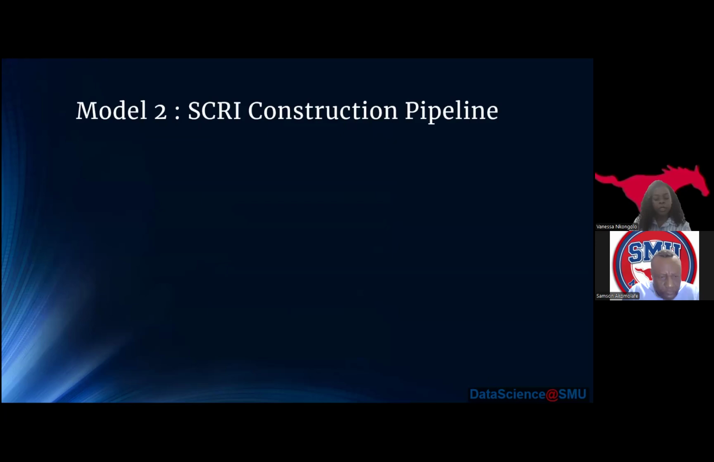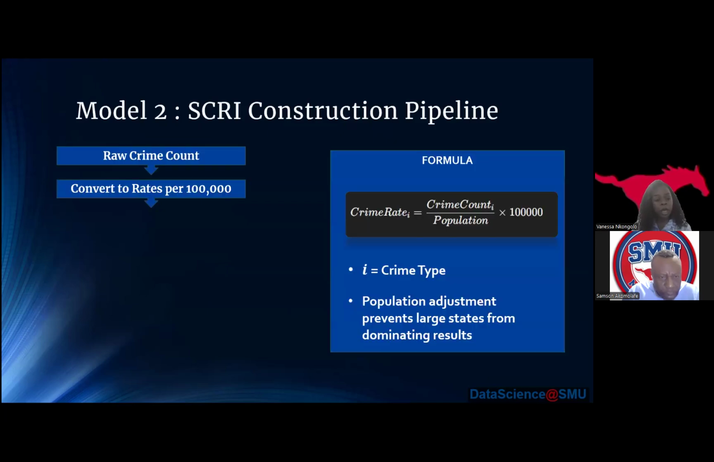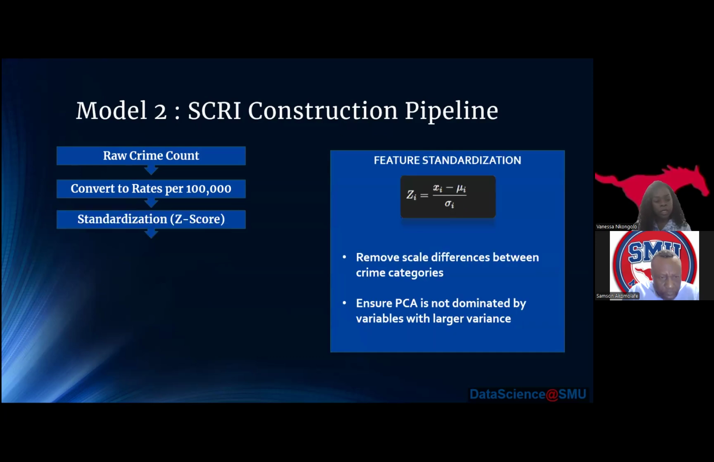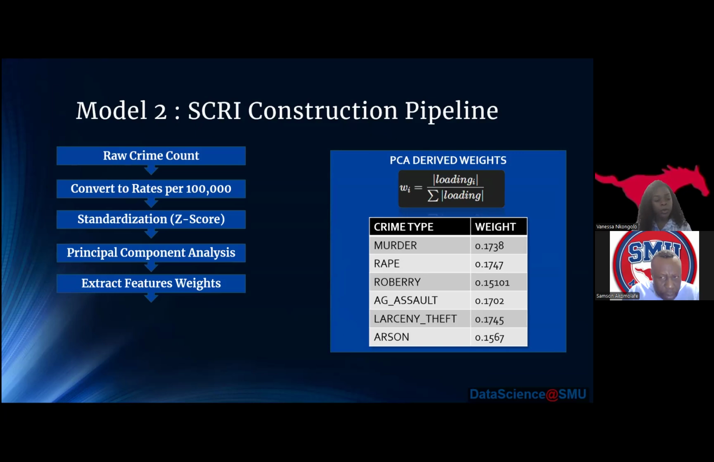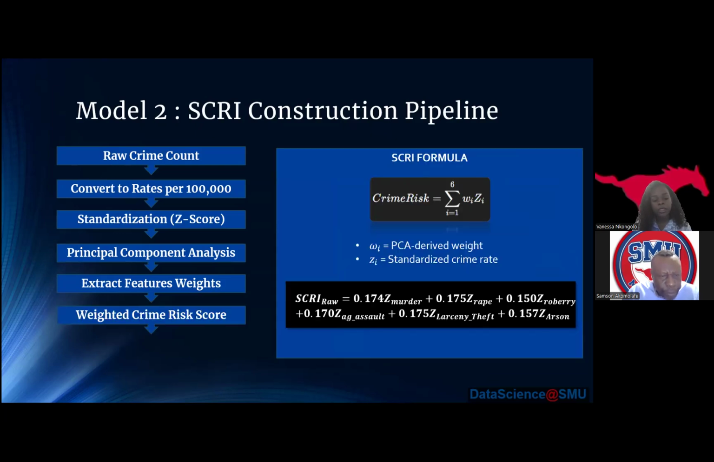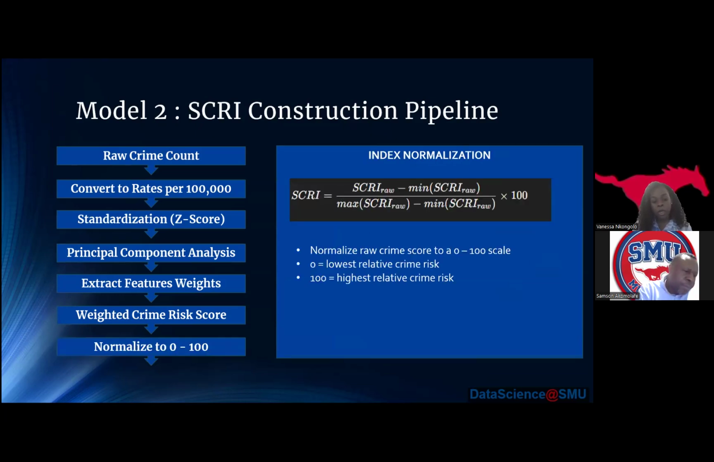The way we constructed the pipeline of the SCRI was we converted the crime counts into rates per 1,000, and then we standardized the features. Next, we ran a principal component analysis to extract the feature weights, and then we used those weights to calculate the weighted crime risk scores. And we normalized the score from 0 to 100, 0 lowest, 100 highest.